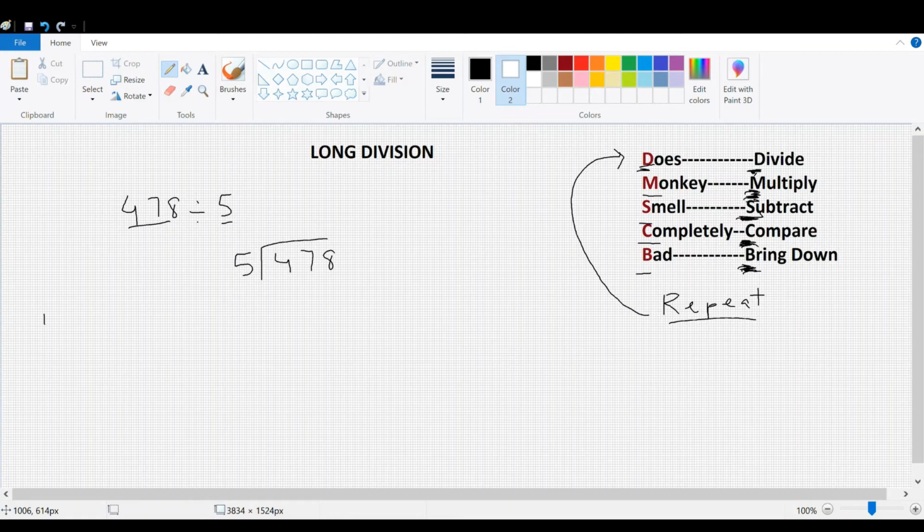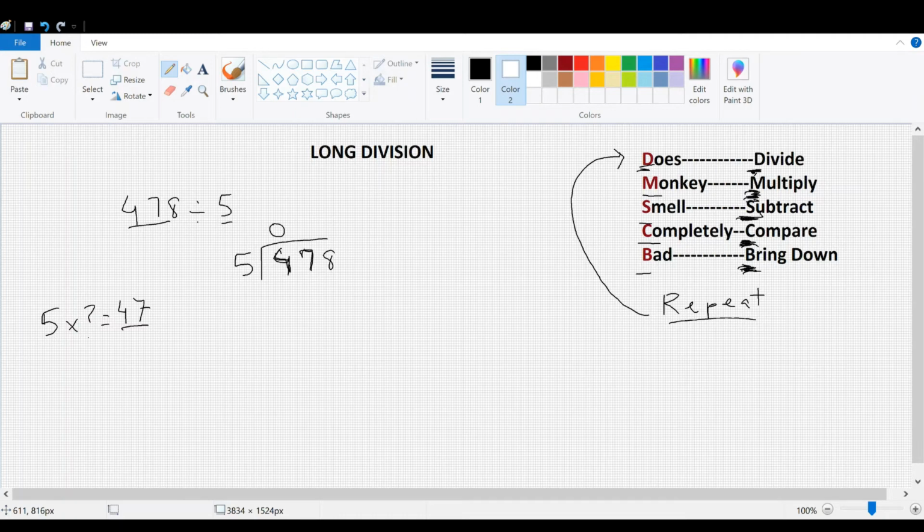Think, how many groups of 5 can you make out of 4? Nothing. How about how many groups of 5 can you make out of 47 now? Or you can think like this, 5 times what will give you 47, or less than 47, never more. 47 or less than 47.